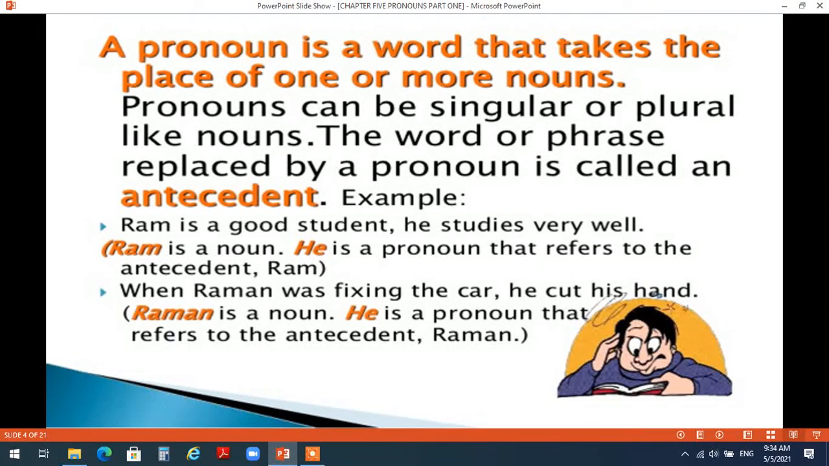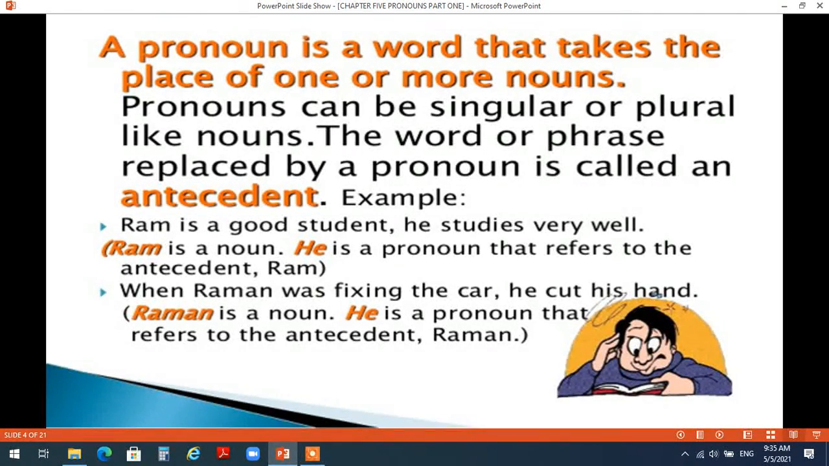The word or phrase replaced by a noun is called an antecedent. إذا لدينا هذا المصطلح الجديد اللي نسميه antecedent، وهو نعني به العبارة السابقة، العبارة المتقدمة، أو العبارة أو الكلمة التي ذكرت سابقا في الجملة. For example, Ram is a good student. He studies very well. In this example, you can see that Ram is the noun and we have used the pronoun he instead of the noun Ram. So, he is a pronoun that refers to the antecedent, which is the word or the noun Ram.